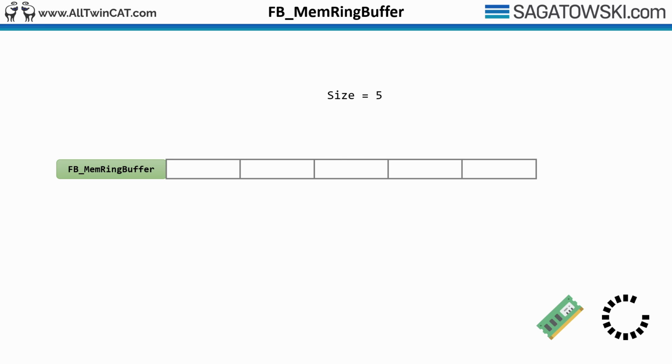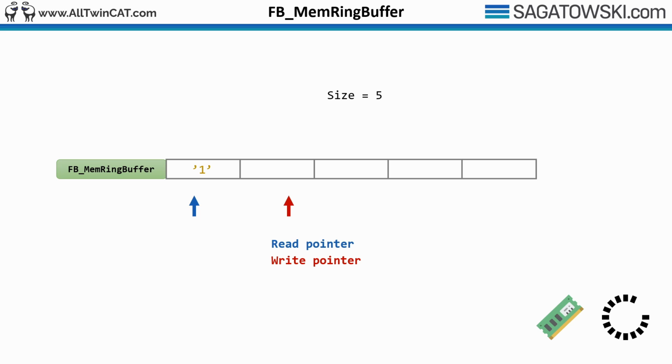Assume we have an instance of the FB_MemRingBuffer function block, and in this example we will just store integers in it. When you instantiate a ring buffer, you do so with a certain size. Let's assume that we have storage for 5 data entries. When we instantiate the function block, it will have a read and write pointer both pointing to the first location in the buffer. The write pointer points to where we'll write data if we add an entry, whilst the read pointer points to the location of where we will get the data next time we do a read.